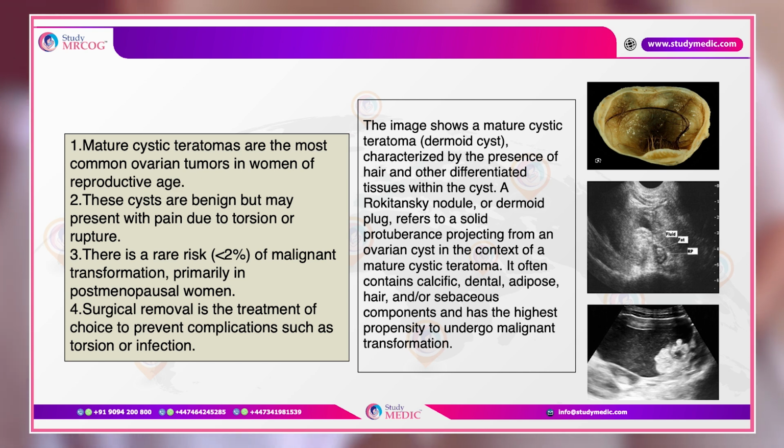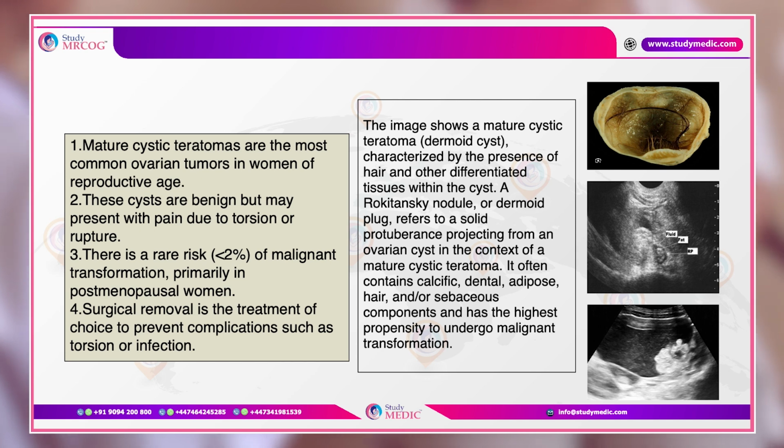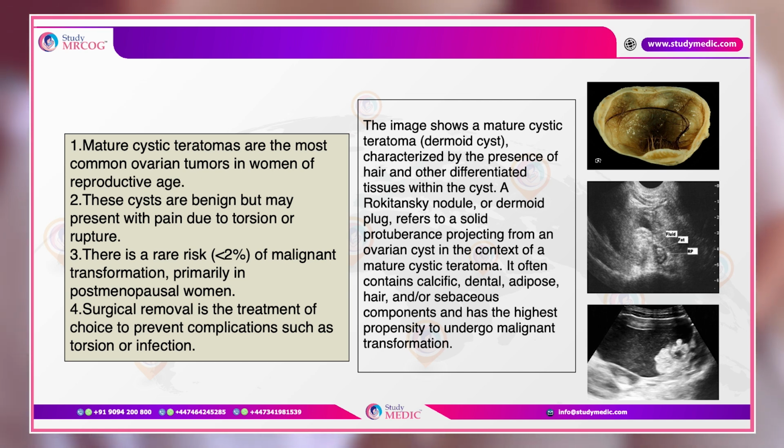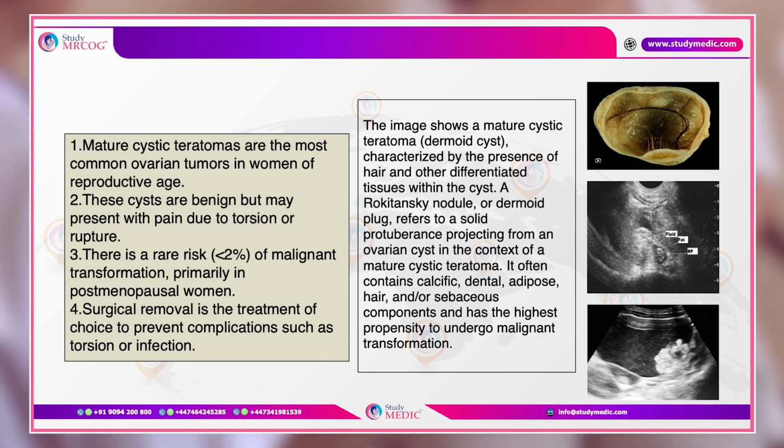Now, they can also provide you with ultrasound images in which you will be able to see different kinds of textures, and it's easy to diagnose even on the ultrasound. Like I said, one of the most common ovarian tumors is mature cystic teratoma, also called dermoid cyst, and these are usually benign but can present with pain because they are most likely to get torted or ruptured. There is a risk of malignancy in less than 2% of these patients, the risk of malignancy is more in postmenopausal women, and the treatment of choice here is surgery.